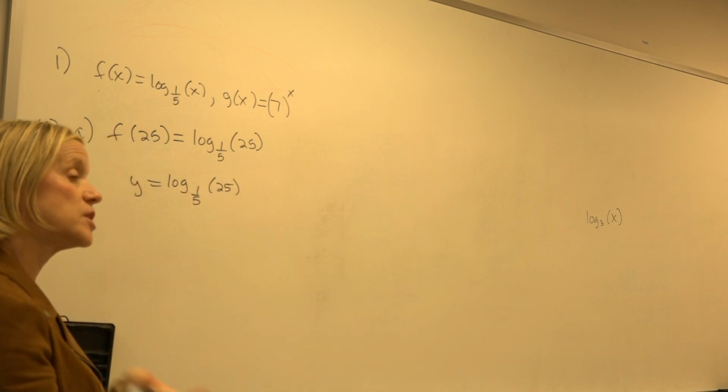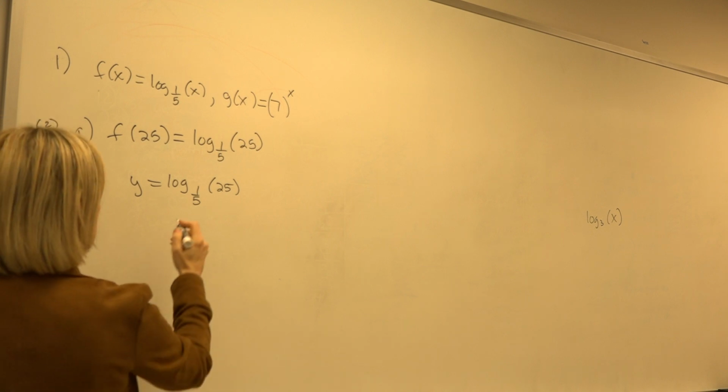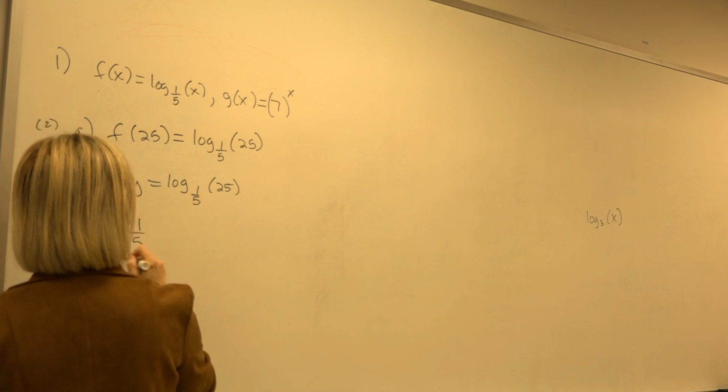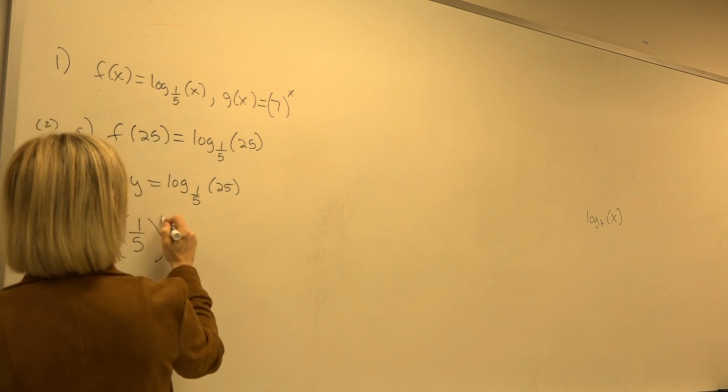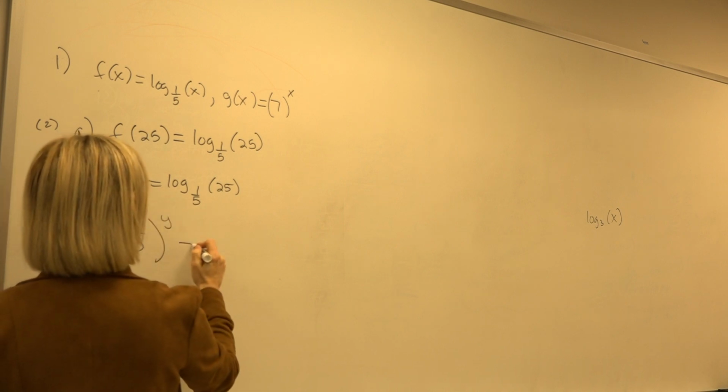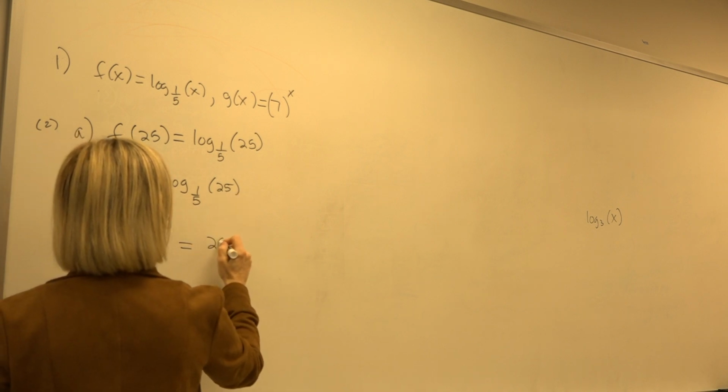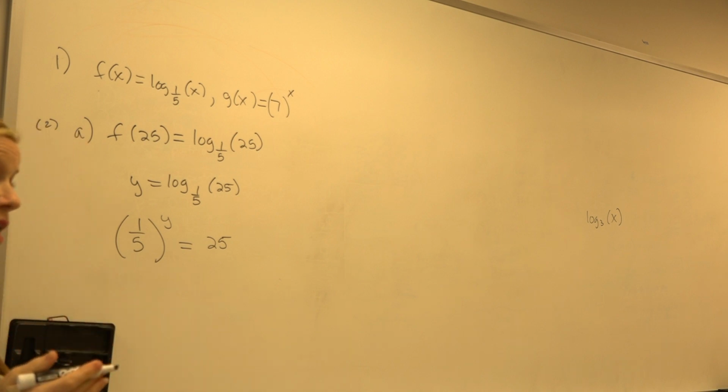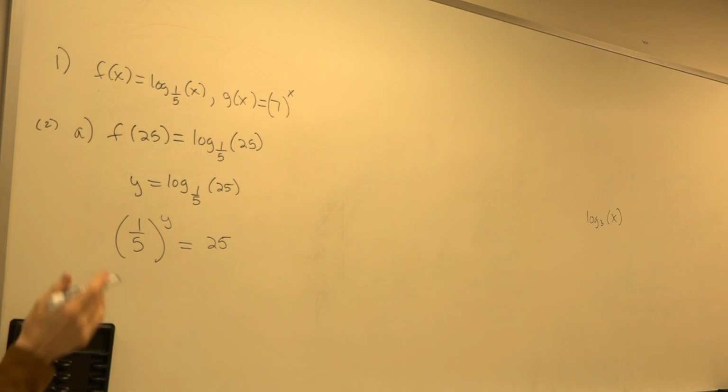And so we're going to change this into an exponential equation. So we have 1/5 to the power y equals our quantity 25. Once we have that, we want to use the one-to-one property for logarithms, and we want to get the same base on each side. And so we want to use the base of 1/5 so that they match up.